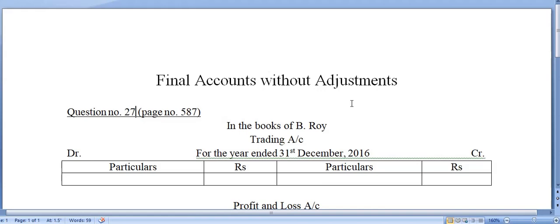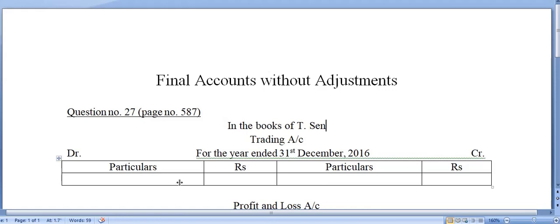So you will be provided a trial balance as a question, and from trial balance you must prepare final accounts. Okay, in question number 27 we have T Sane, not B Roy from question number 23. Anyway, so let us start preparing trading account.